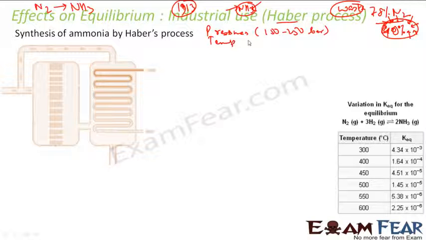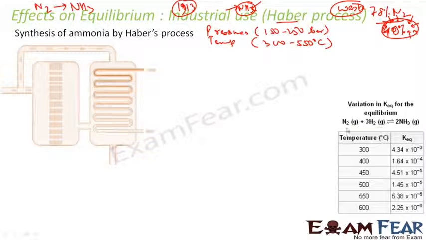Temperature also we need high, but we can't go for a very high temperature, because again, producing high temperature is very costly, right? So we maintain 300 to 550 degrees Celsius, because producing even more high is very costly.